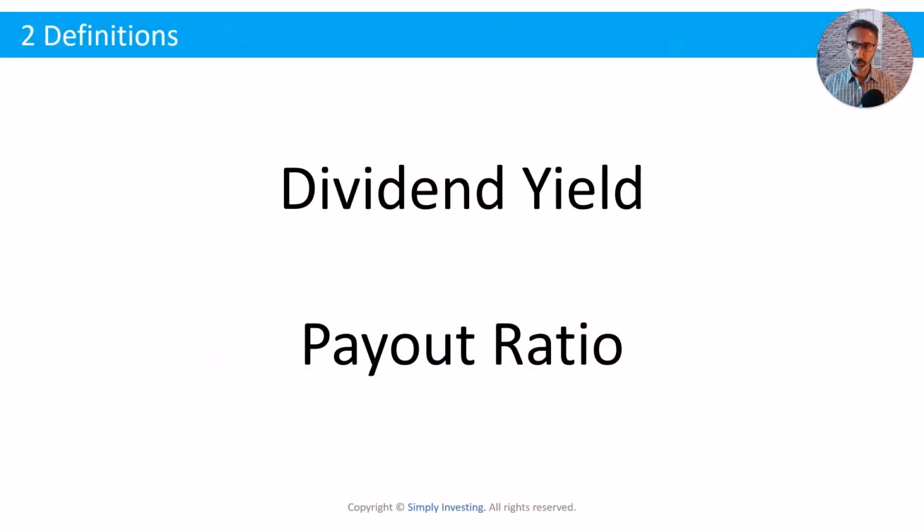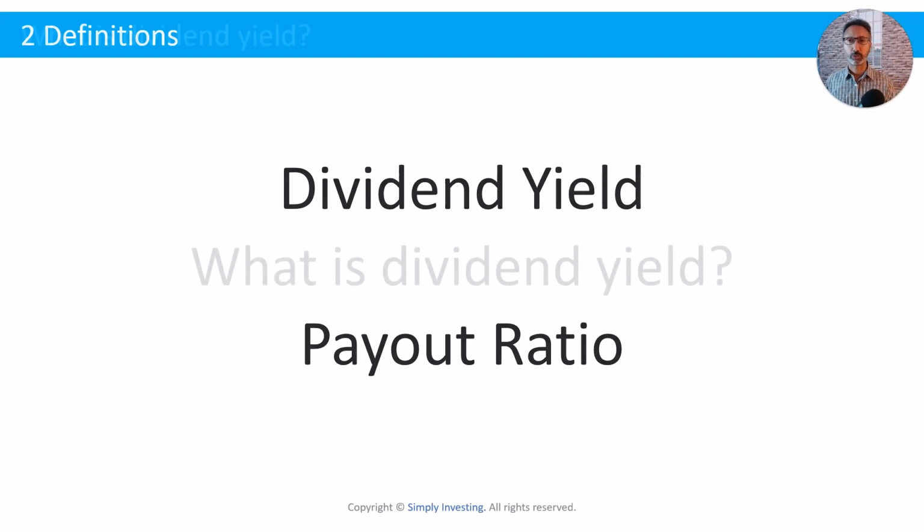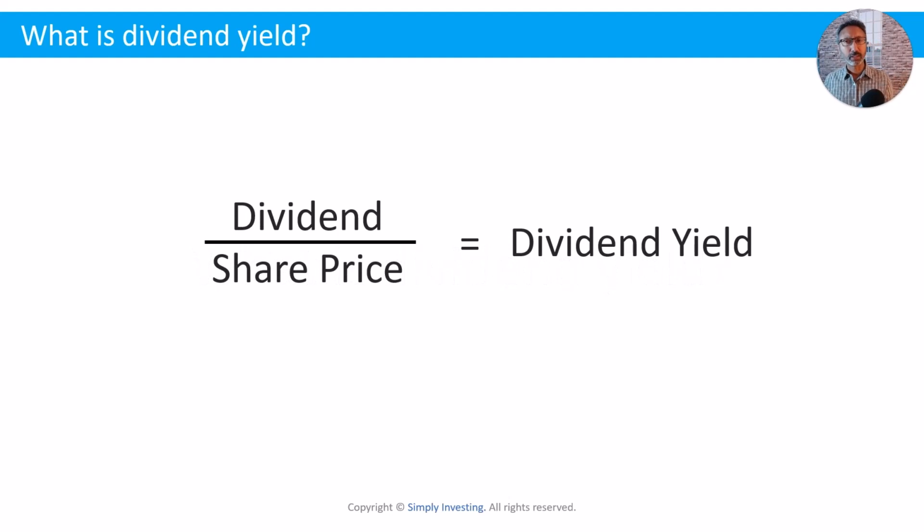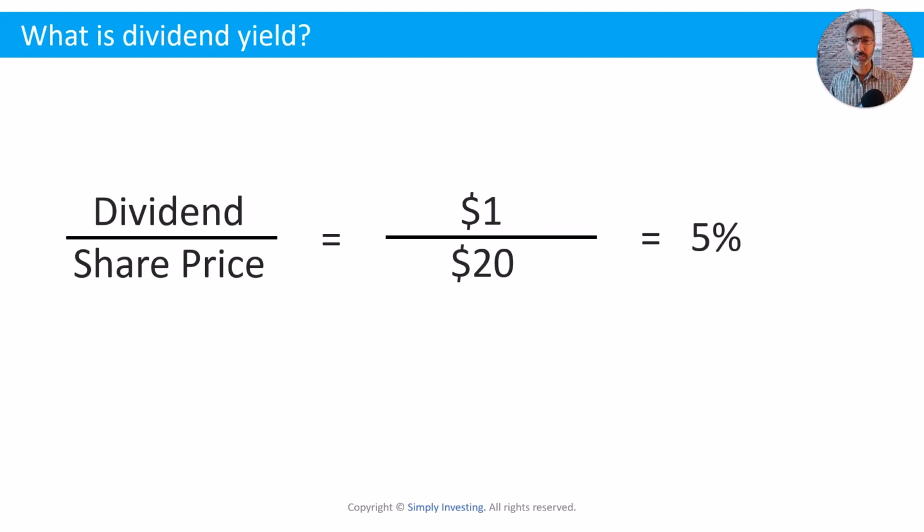Before we get into dividend traps, we need to cover two things: dividend yield and payout ratio. So what is the dividend yield? It's simply the annual dividend divided by the share price. For example, if a company is paying out a dividend of $1 per share, and the share price is $20, and you buy the shares today at $20 apiece, we take 1 over 20, express that as a percentage, and you can see that the dividend yield in this example is 5%.